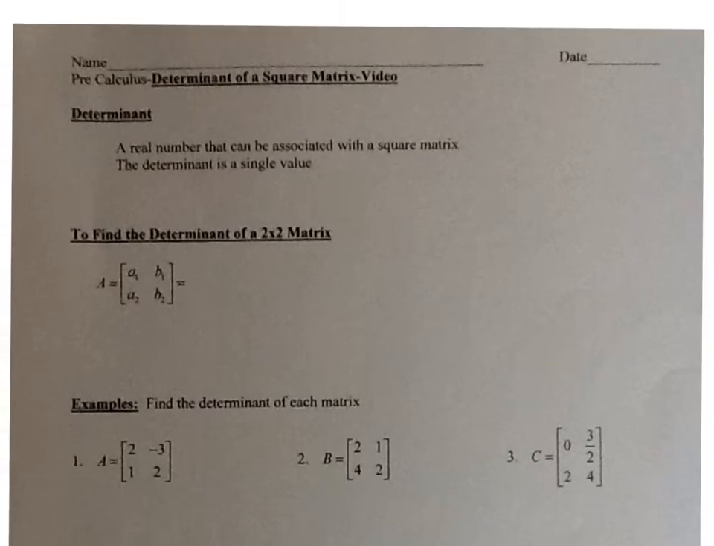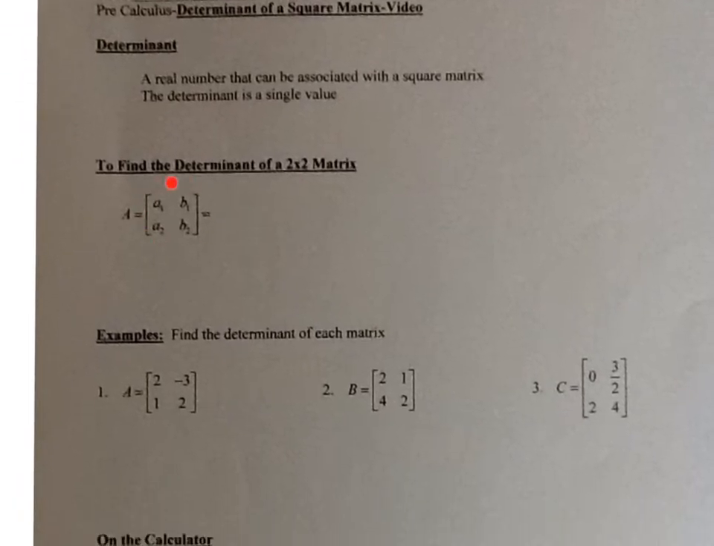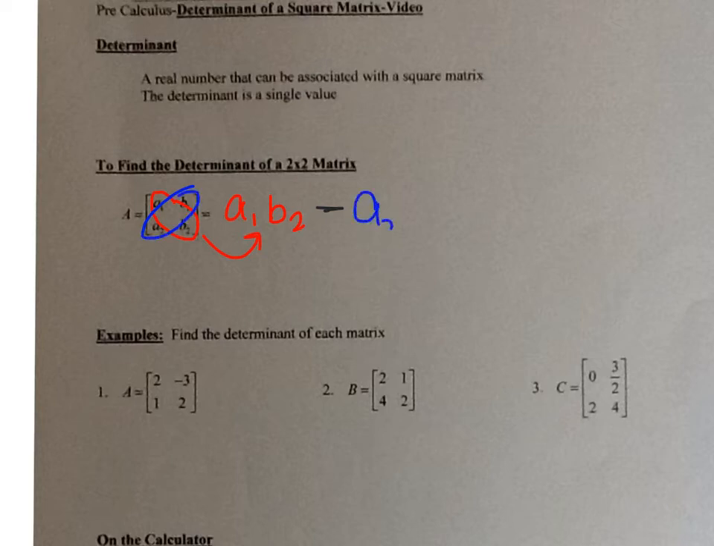All right, so here's my 2 by 2 matrix here. So I have A sub 1, B sub 1, A sub 2, B sub 2. To find the determinant, you're going to multiply A sub 1 times B sub 2. It's going to go first. And then you're going to subtract the multiplication of A sub 2 times B sub 1. You have to make sure it's in that order.